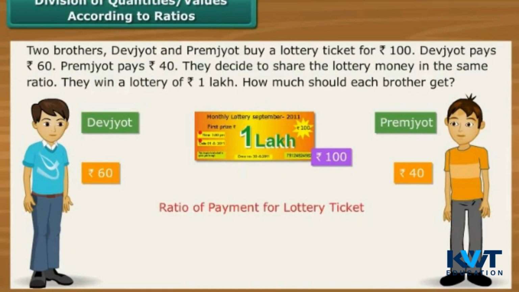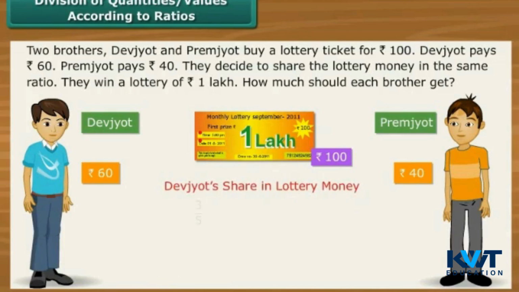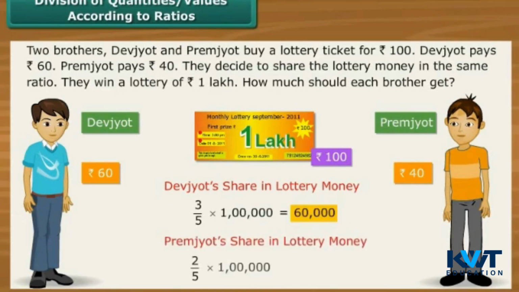Let us first find the ratio of their payments. Ratio of payment for lottery is 3:2. Devjot and Premjot will share the lottery money in ratio 3:2. It means that out of every 5 rupees won, 3 will go to Devjot and 2 will go to Premjot. Devjot's share in the lottery of rupees 1 lakh is rupees 60,000. Premjot's share is rupees 40,000.